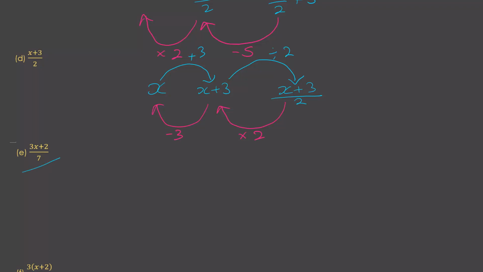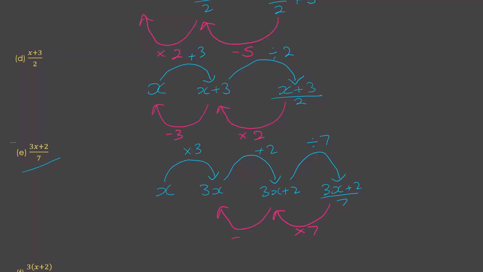The next one is this one. The first thing that happens here is that we multiply by 3 to give 3x. We then add 2 to give 3x plus 2. And then finally, we're going to divide by 7. So that's 3x plus 2 divided by 7. Coming back the other way, we'd multiply by 7, subtract 2, and divide by 3.